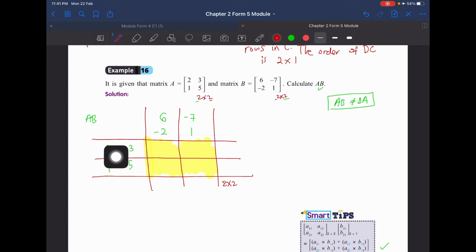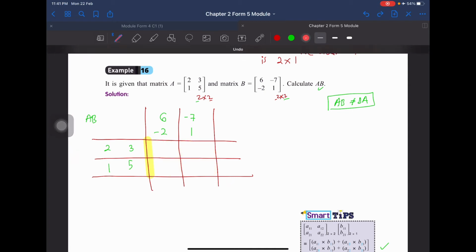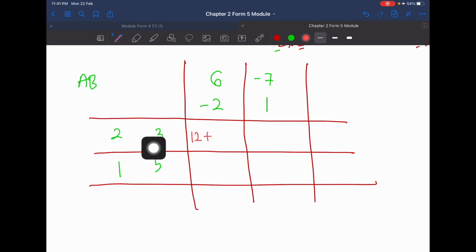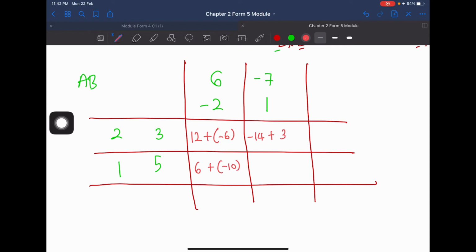The first one, 2 times 6. 2 times 6 is 12, and then plus, must be plus, 3 times negative 2 is negative 6. And then 2 times negative 7, the first element times the first element, so negative 14 plus 3 times 1 is 3. Next, 1 times 6 is 6 plus 5 times negative 2 is negative 10. And then 1 times negative 7 is negative 7 plus 5 times 1 is 5.